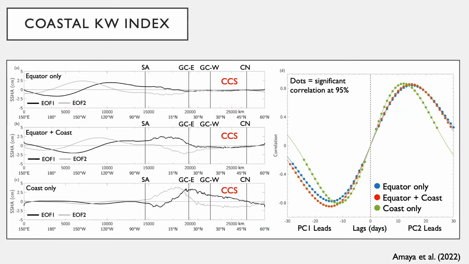This figure shows sea surface height anomalies along our Kelvin wave pathway regressed onto the first 2 PCs of each pair of EOFs within each of the domains seen on the previous slide. For example, in the top panel here, you're seeing the sea surface height anomalies associated with the first 2 EOFs within our equatorial-only domain. And comparing to the Rydbeck et al.